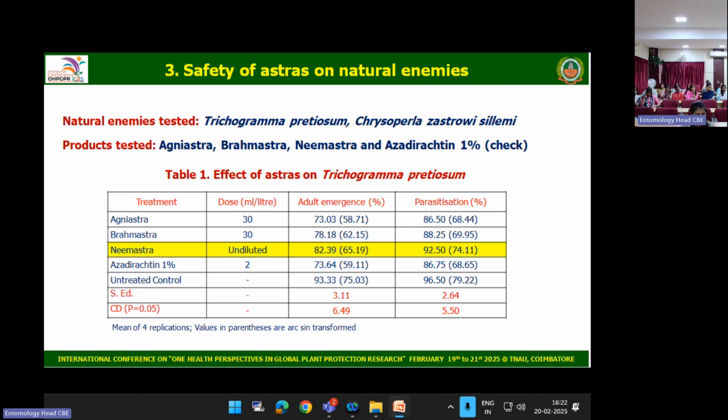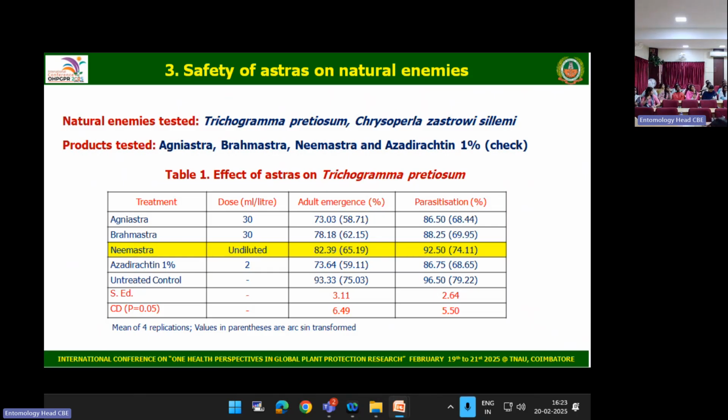So we have taken one predator and the most frequently used parasitoid, Trichogramma pretiosum, in vegetable ecosystems, and the predator is Chrysoperla. So we tested the efficacy of these astras on these two natural enemies, and we found that Nemastra in an undiluted form was highly safe to all these predators as well as parasitoids.